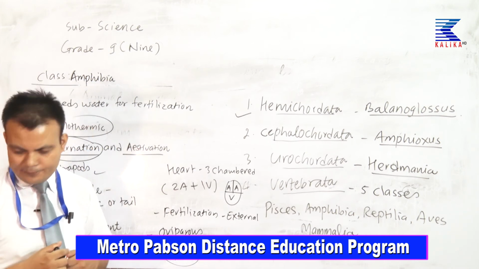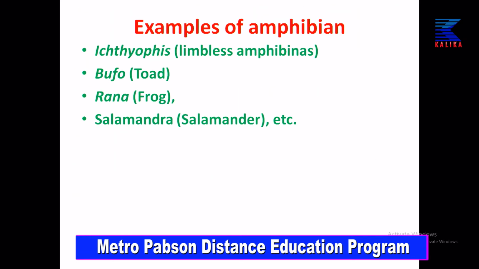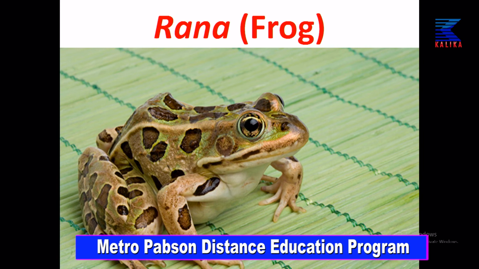So some of the examples. Have a look on the screen. Ichthyophis, limbless amphibians. Bufo, we say toad. It's like a frog found on land, but it's a very rough frog. Rana, that's a real frog. Salamandra, that's a salamander. It looks like a lizard, but it is not a lizard because it needs water for the fertilization. That's why it is not a lizard. It is not a reptile. So Rana, this is the frog.